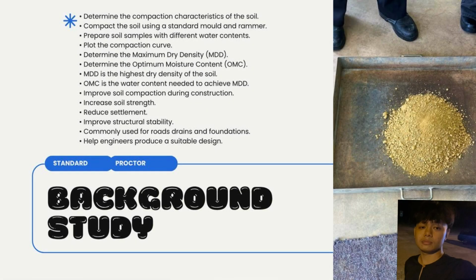The second part of the background study is the standard Proctor method. Determine the compaction characteristics of the soil. Compact the soil using a standard mold and rammer. Prepare soil samples with different water content. Plot the compaction curve. Determine the maximum dry density. Determine the optimum moisture content. MDD is the highest dry density of the soil. OMC is the water content needed to achieve MDD.